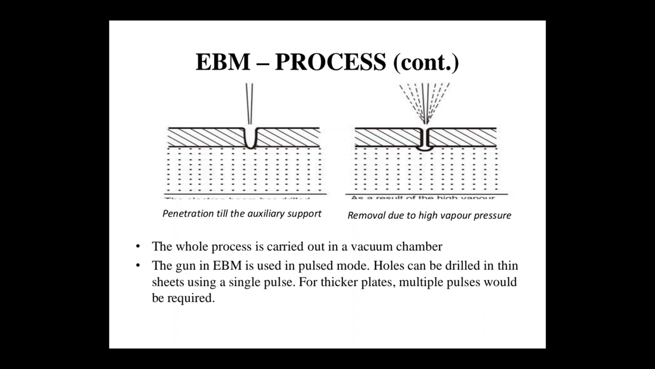The whole process is carried out in the vacuum chamber, and the EBM gun is used in pulse mode. Holes can be drilled in thin sheets using a single pulse. For thicker plates, multiple pulses would be required. Again, in this diagram I have shown the penetration till the auxiliary support. So you can see how the drill is produced and how removal of material happens due to the high vapor pressure.